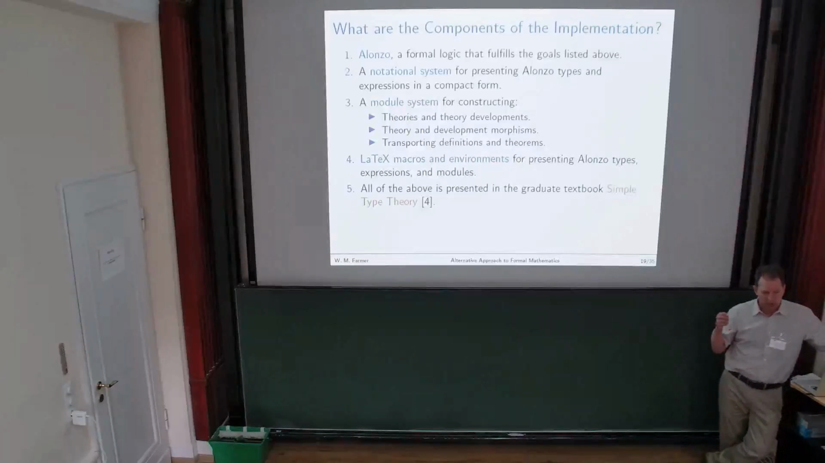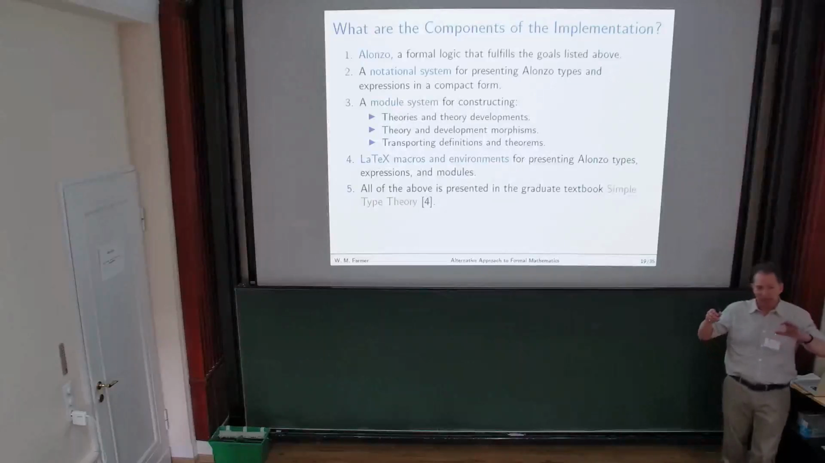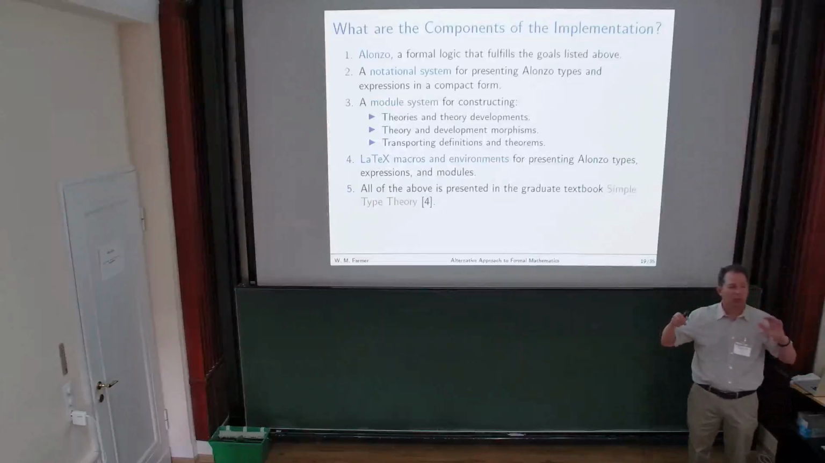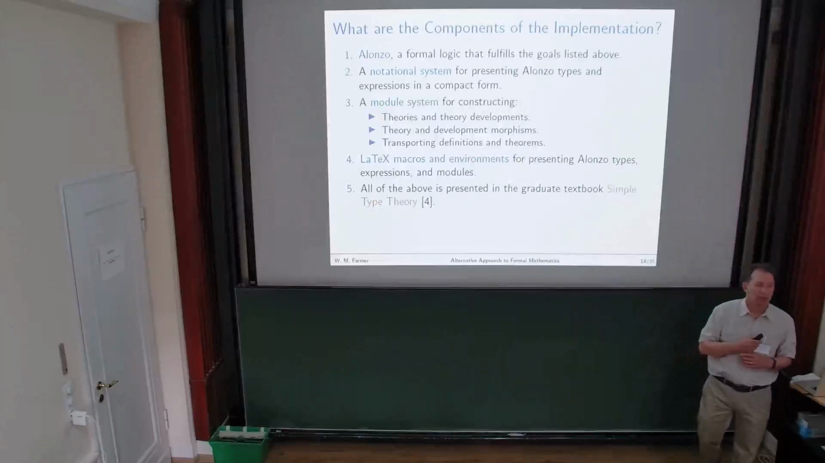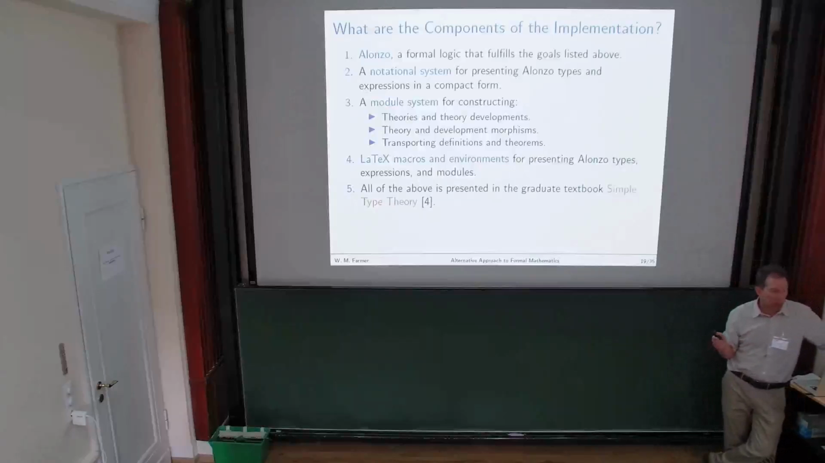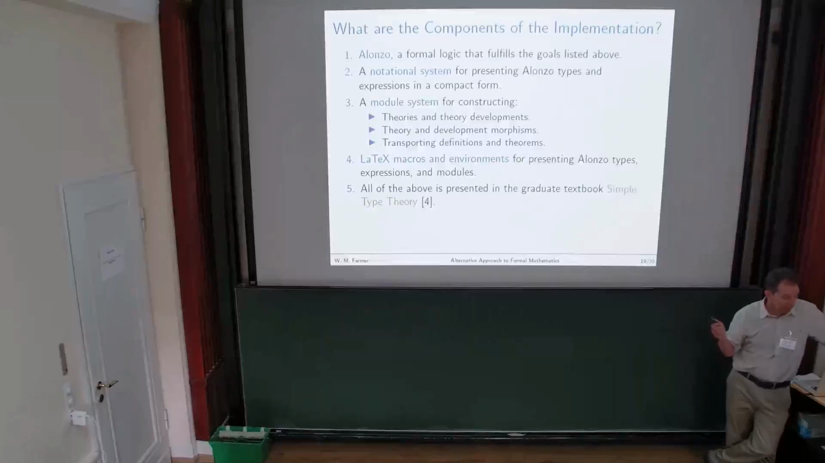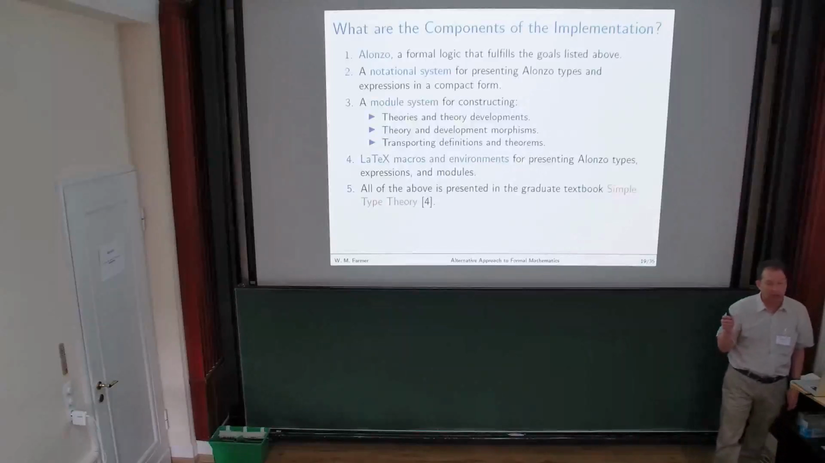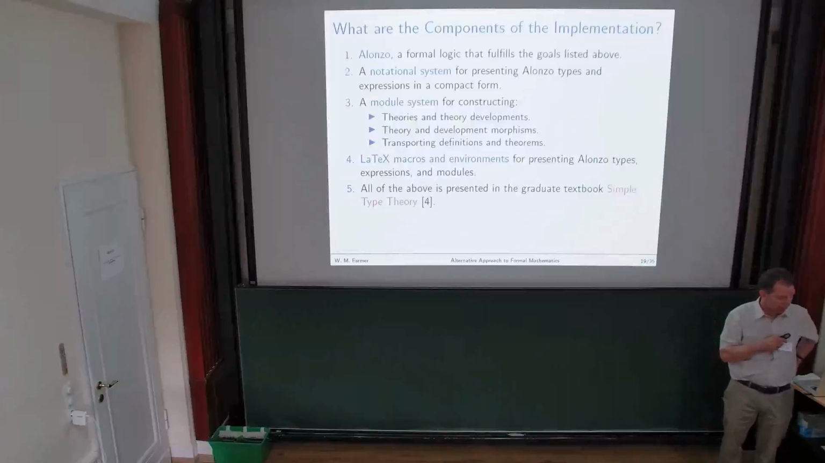So you can build theories and theory developments. A theory development is basically taking a theory and adding to it definitions and theorems. So it's extending the theory in this particular way. And we can have theory and theory development morphisms, and we can transport definitions and theorems between theories. There's a set of LaTeX macros and environments for presenting Alonzo type expressions and modules. Modules are these things that we use to build up theory graphs.